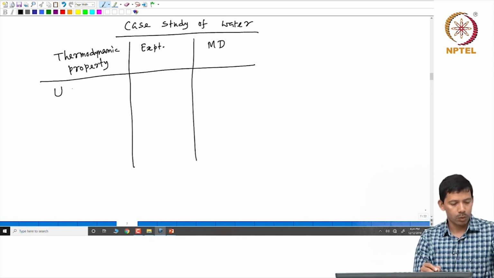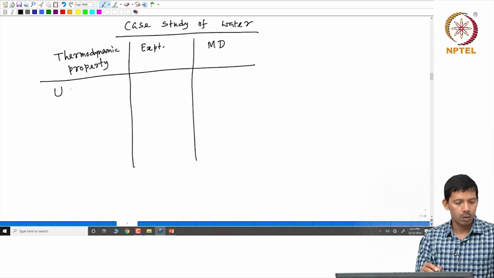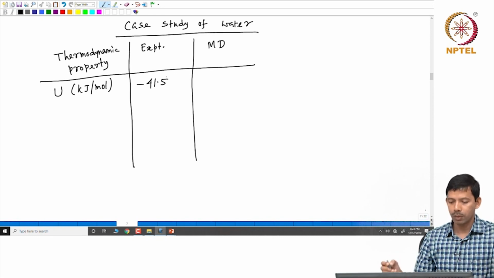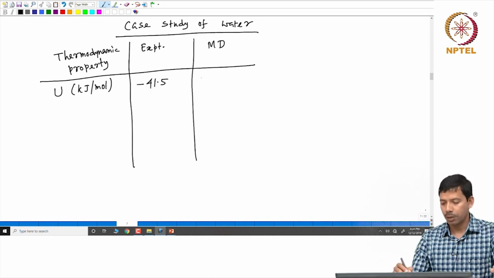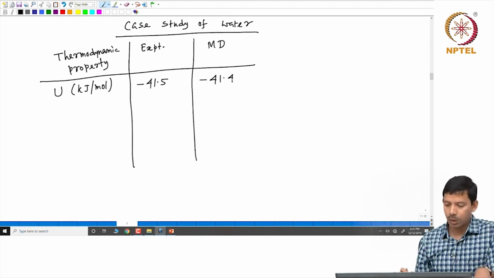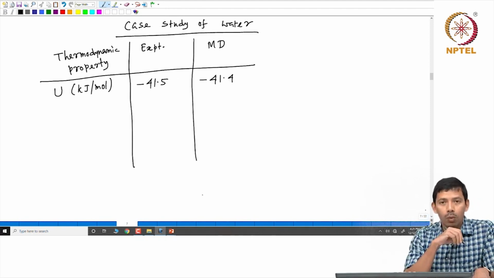Let me see the values. So, the experimental value, so this is in kilojoules per mole. So, the experimentally measured value of U is minus 41.5. From MD, the measured value is minus 41.4. So, you just can see how reliable or how accurate the simulation can be.